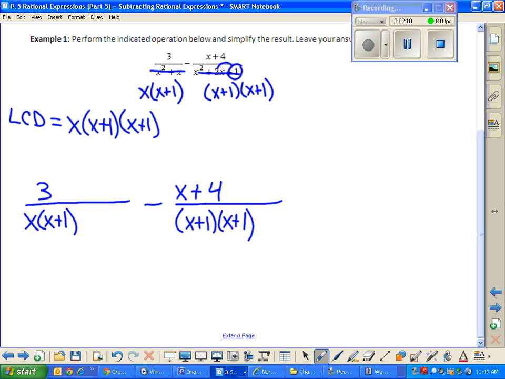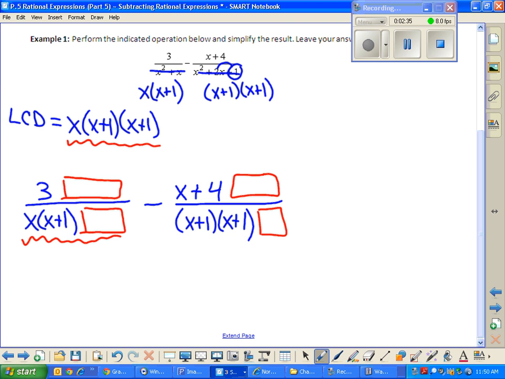I then look at those fractions, and my denominators are not the same, so I can't subtract yet. I need to modify the denominator so that it is actually my least common denominator. So I'm going to fix up each of these rational expressions so that they have my LCD in them. If you take a look at this first denominator and compare it with your LCD, what's missing? Yeah, another factor of x plus 1. Very good. What you do to the bottom of a fraction, you must always do to the top.